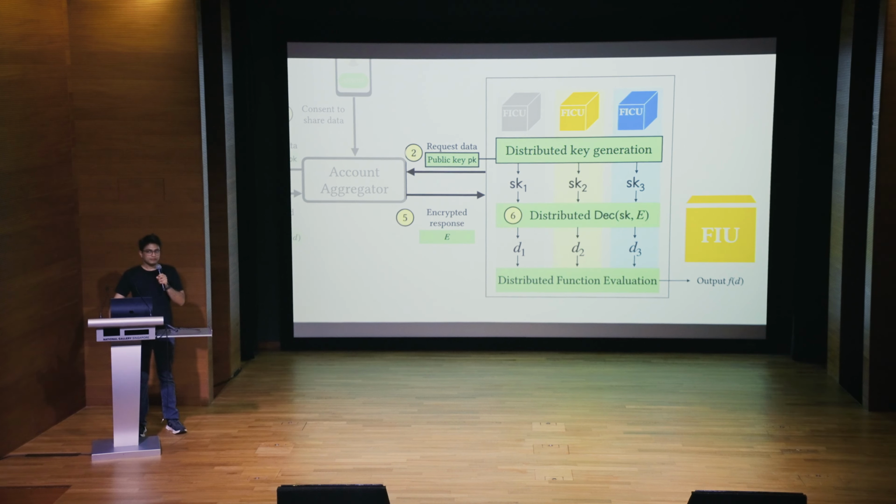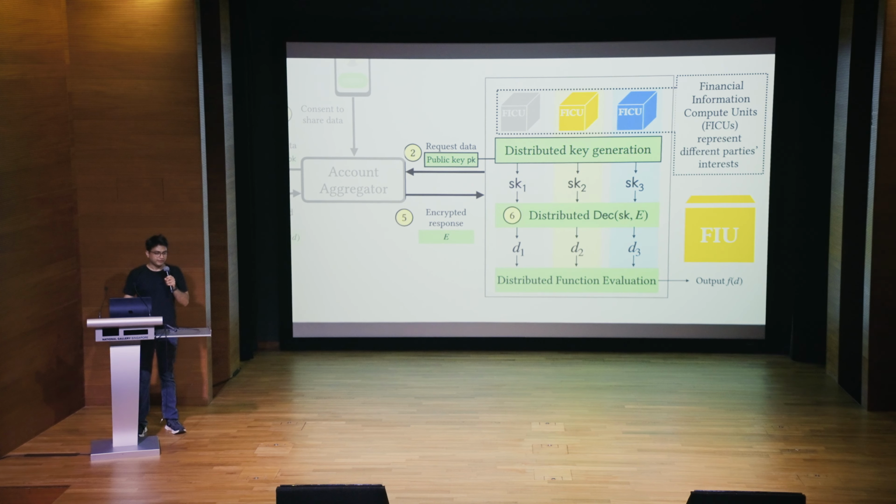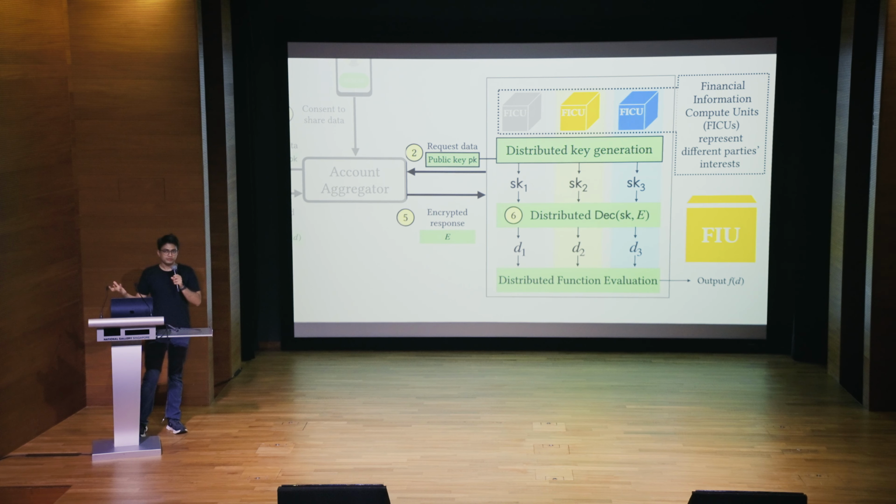In particular, we can now replace the single FIU with a decentralized network of nodes that we call financial information compute units, or FICUs, that can represent different parties' interests. So now each of these FICUs operates on a fragment of the data that is mathematically guaranteed not to leak anything about the original raw data by itself, in isolation. So assuming that the FICUs don't collude, the data stays hidden, even though they're able to operate on it and derive whatever inferences and so forth that they would like. And this is the solution that we propose.